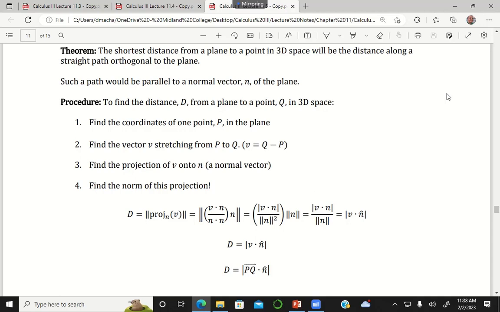Okay, so what we're going to do is say, I've got some point in space called Q, and then I've got this plane over here. Number one, I'm going to find the coordinates of one point P in the plane. It doesn't necessarily have to be any particular point. This could be any point.